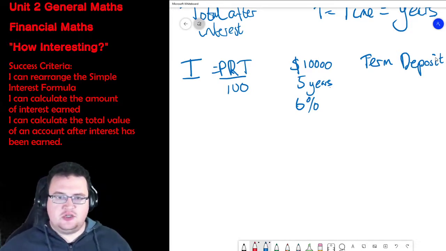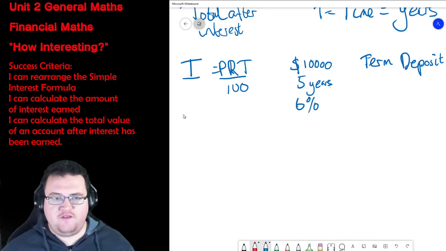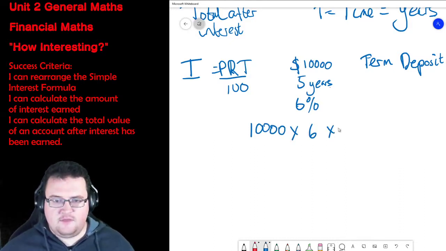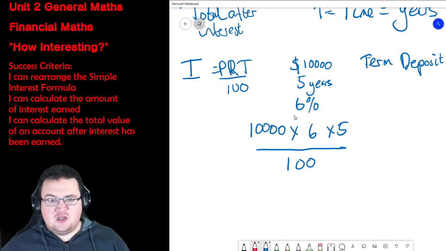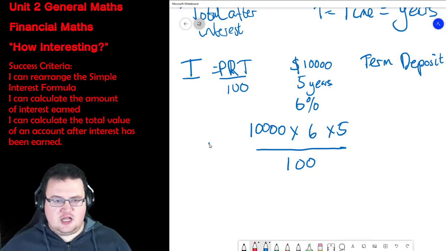All right. So to do that, we break out our formula. We need to figure out how much interest we've got. So that's going to be 10,000 times 6 times 5 divided by 100. So first things first, so that's what I is equal to.